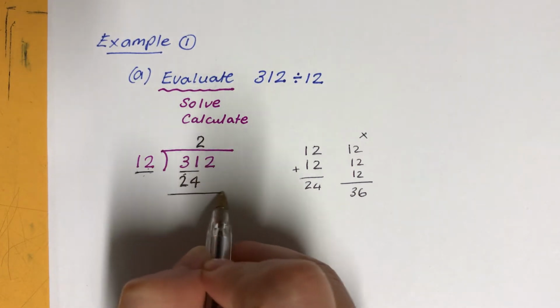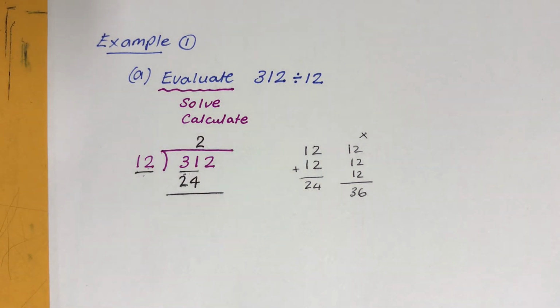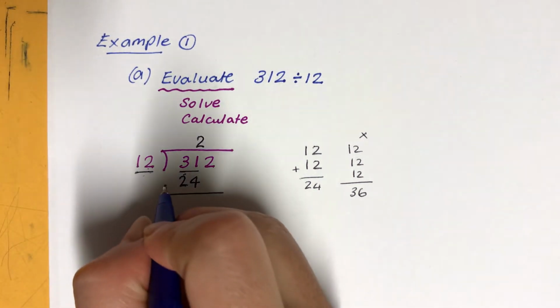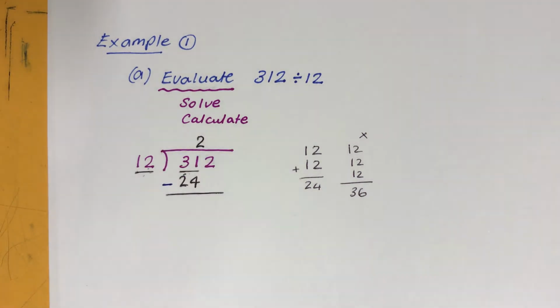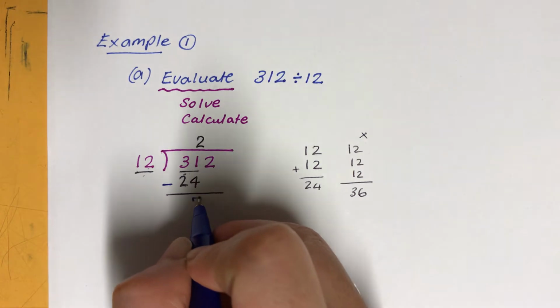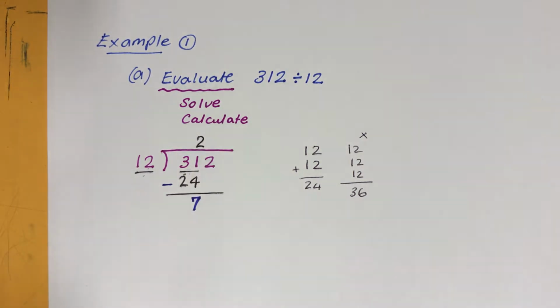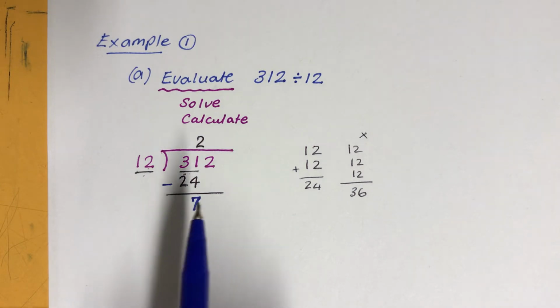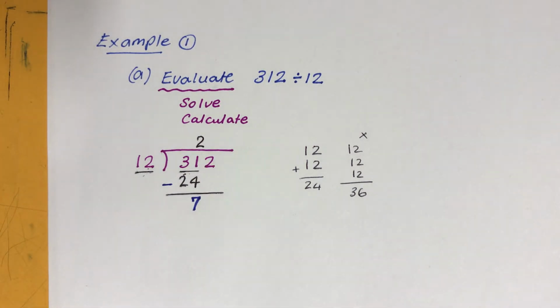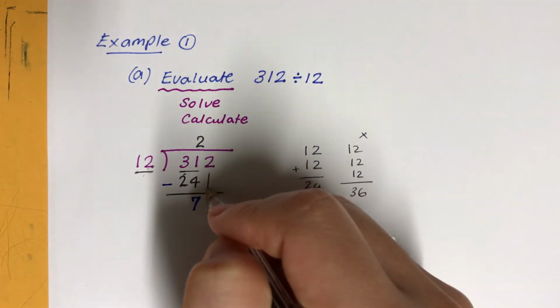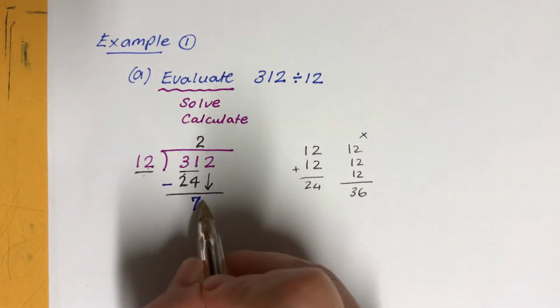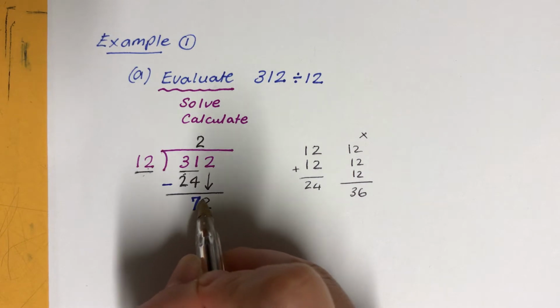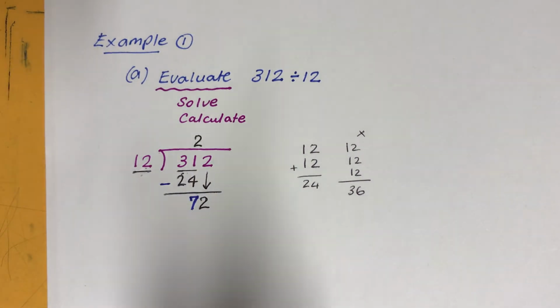24. And I need to take this away. 24, take it away from 31. So when I do that, I will get 7. Now, 12 can't go into 7. 7 is too small. So what we need is another number from the next place value there. So this becomes 72 now. So it's much bigger than 12. So 12 can go into 72 definitely.